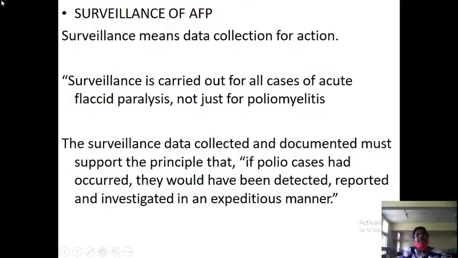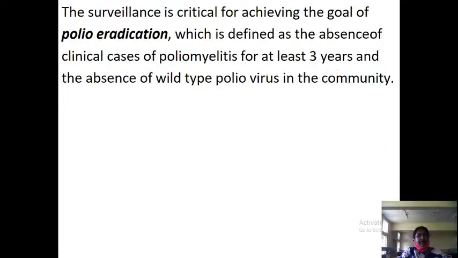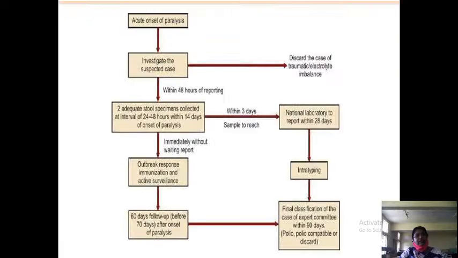Now, surveillance of AFP. Surveillance means there is correction as well as action. The main purpose of this surveillance is that all the cases should be detected and reported in an expeditious manner. And the goal would be polio eradication, which is defined as the absence of clinical cases of poliomyelitis for at least 3 years and the absence of wild type poliovirus in the community.